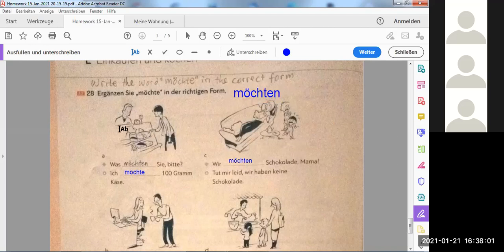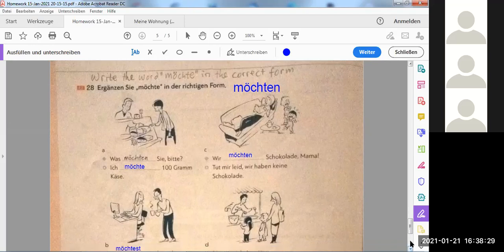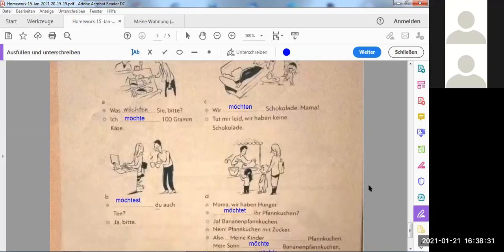The lady went to buy. Okay, so they use Sie. You remember the other small girl was du, yeah? Okay, was brauchst du? Or was möchtest du? But would you like? Okay, this is the formal would you like. Ich möchte 100 Gramm Käse. Okay, because of ich. Where is B? Sorry, this is B. B here.